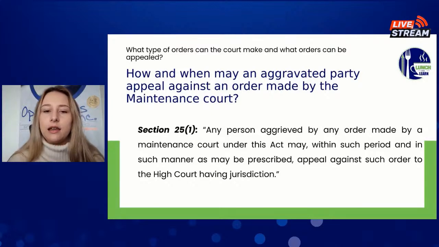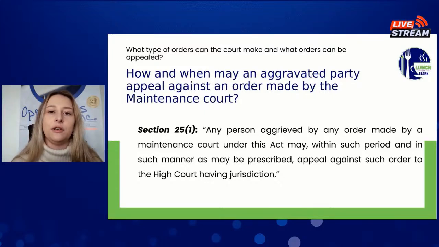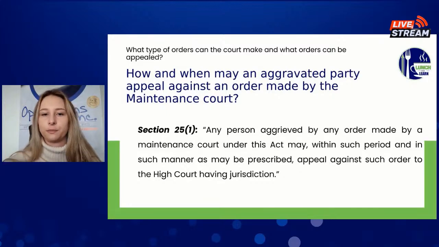It reads that any person aggrieved by any order made by a maintenance court under this Act may, within such period and in such manner as may be prescribed, appeal against such order to the High Court having jurisdiction. So the High Court having jurisdiction just means, for example, if you live in the Western Cape, it would be the Cape Town High Court. If you live in Johannesburg, it would be the Johannesburg High Court, and so on. So you just appeal to the High Court that has jurisdiction where you live.